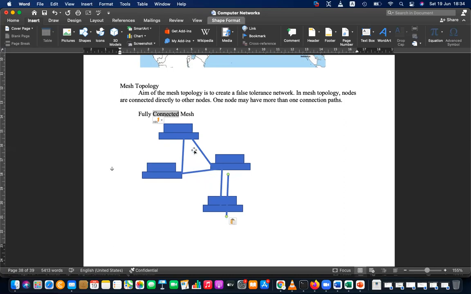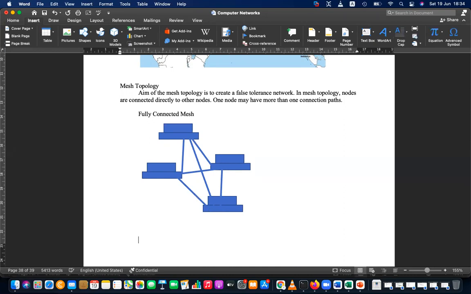This needs to be connected with this cable and needs to be connected to this machine too. So altogether, how many cables? You can see altogether 1, 2, 3, 4, 5, 6 needed.